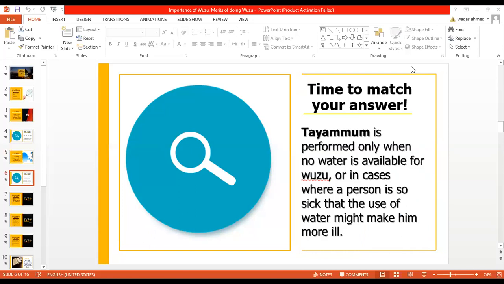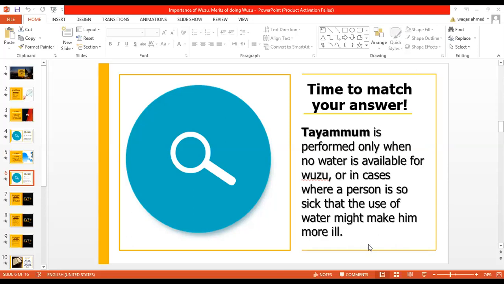The second condition for tayammum is that if someone is, for example, in a desert, and he cannot find water around him, he will have to take some dust and perform the tayammum. Tayammum is quite different from ablution, but if someone performs tayammum, he gets the tahara, and he can perform namaz and other things.